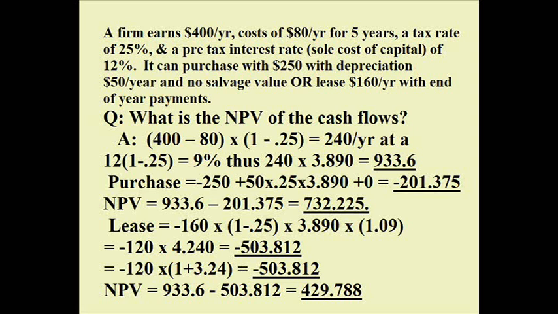Well, just as in our previous after-tax example, we still have incomes having a present value of $933.6, exactly the same.